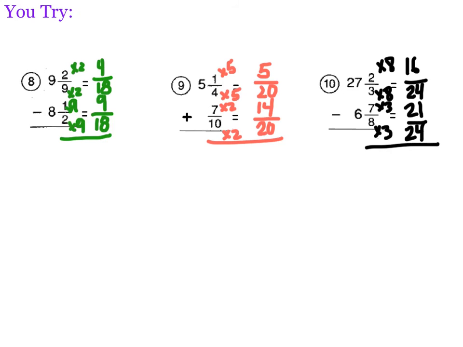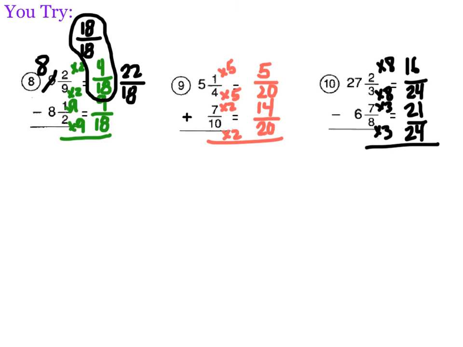Okay, let's go ahead and take a look at number 8. I've already set these up with common denominators. On number 8, we should have 4/18 minus 9/18. Since we can't actually do 4 minus 9, we're going to go ahead and borrow. That means we need to add 18/18 to our top fraction right here. That gives us 22/18 minus 9/18, so that's 13/18. And then 8 minus 8 is 0, so our final answer is 13/18.